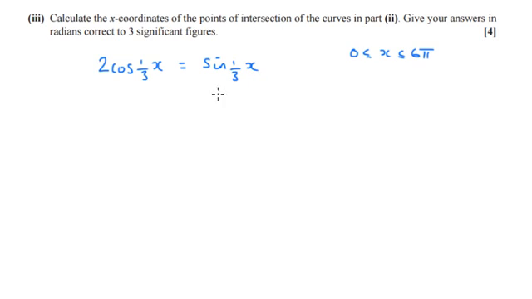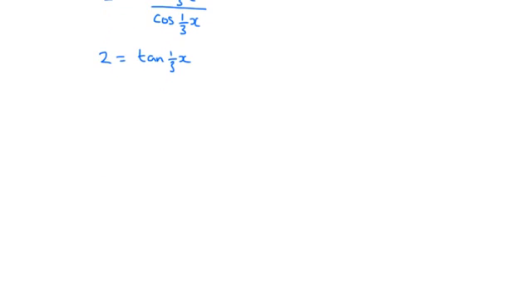So how do we solve this equation? Well, if we divide by cos a third x, we will get sine a third x over cos a third x. And one of the things that we've not used for this entire paper, we've not done much trig at all, is the fact that sine of something divided by cos of the same thing gives us tan of that angle. So we've got tan a third x equals 2.